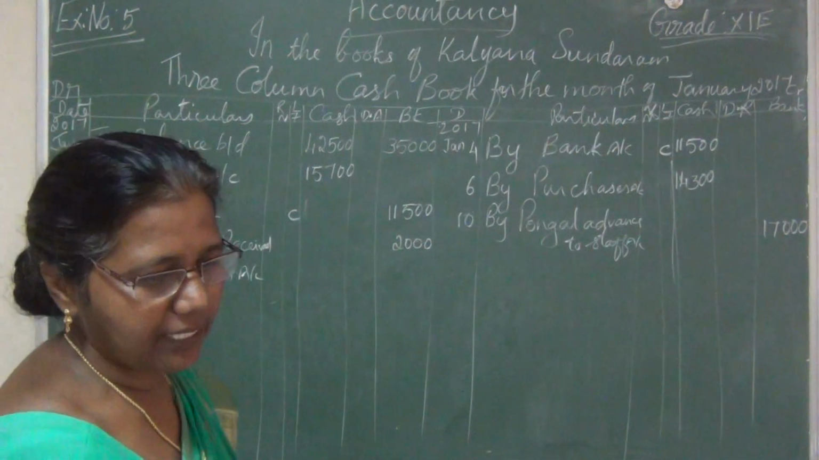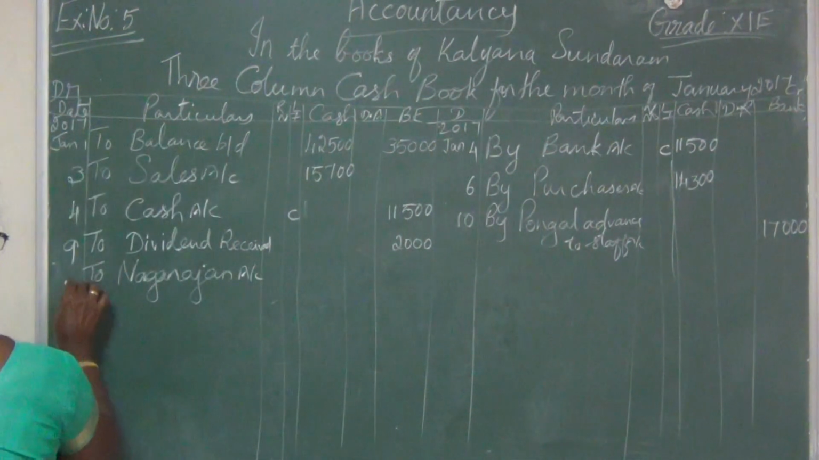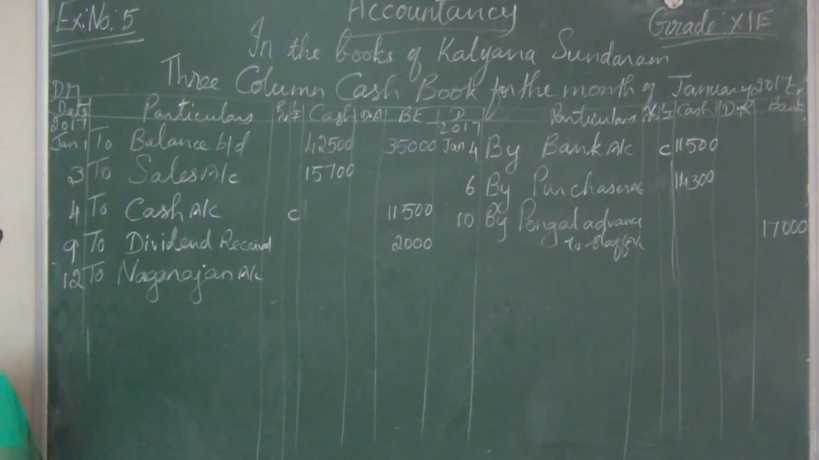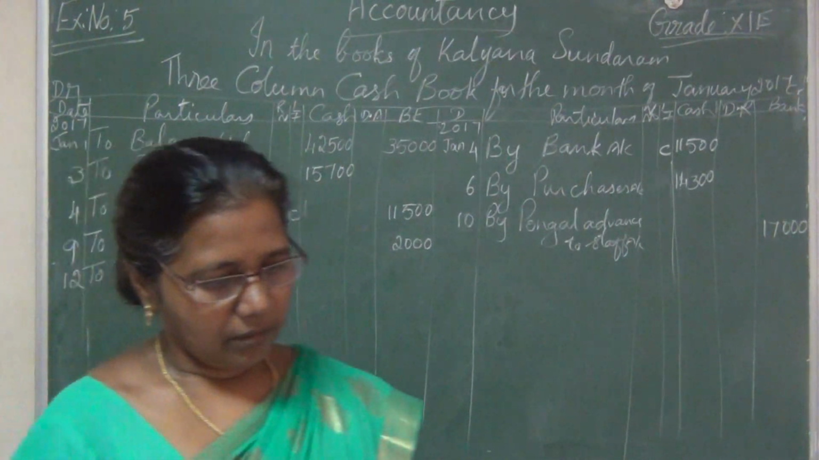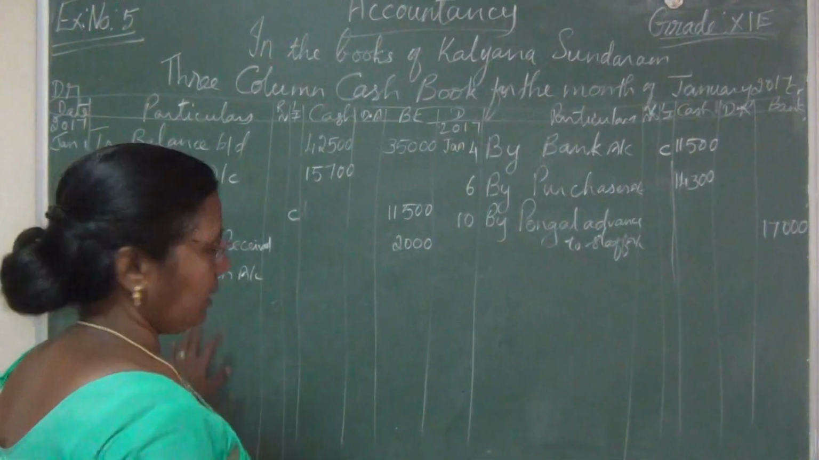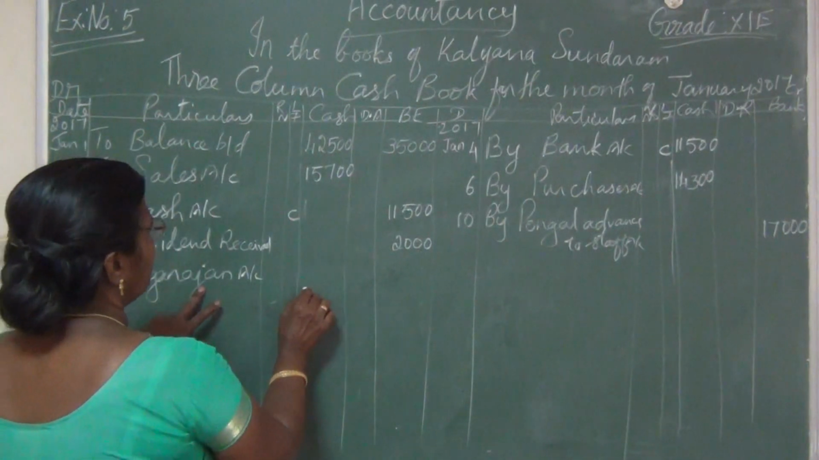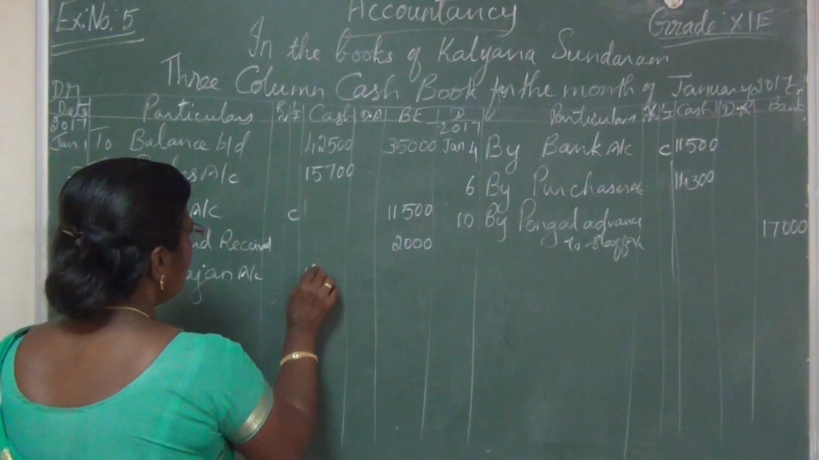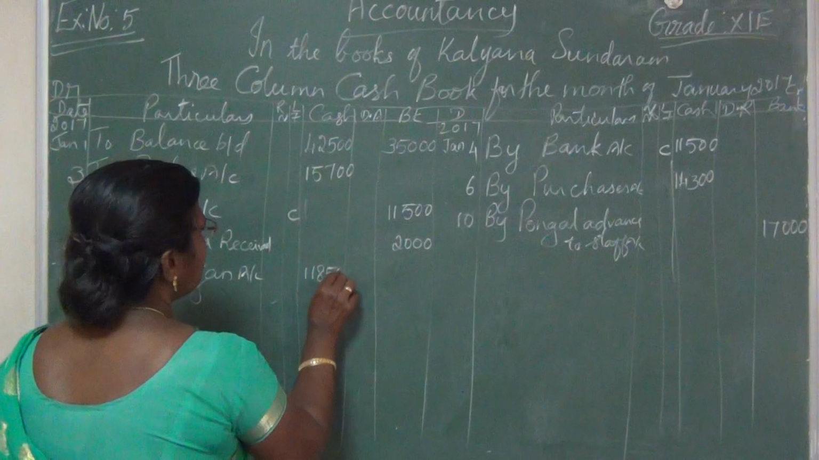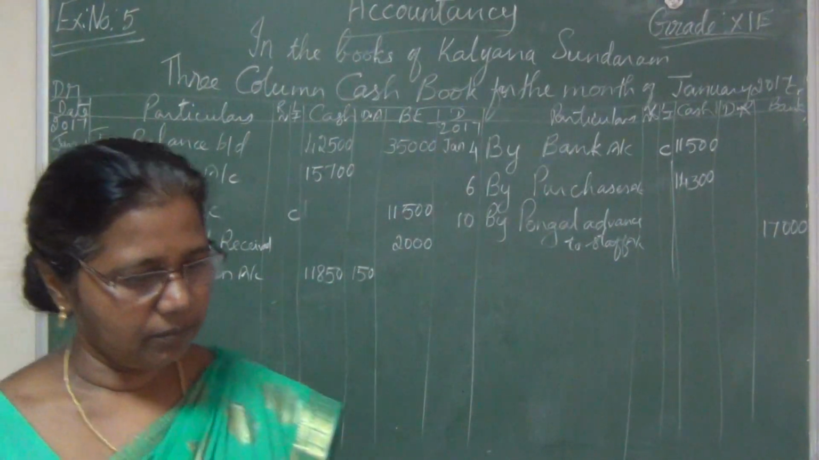Date, first we should write the date only, okay? Received cash from Nagarajan, to Nagarajan account. 11,850 because it is cash, isn't it? Cash received, cash column, 11,850. Then discount 150. Okay.